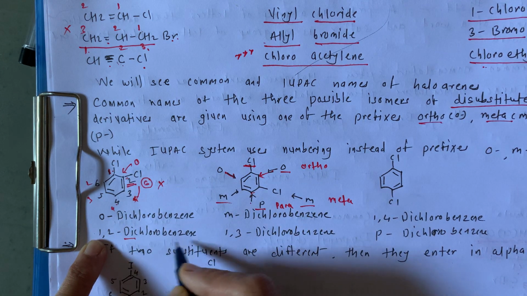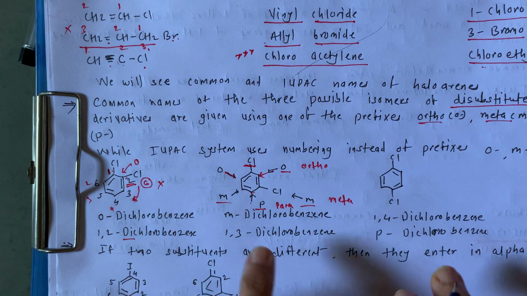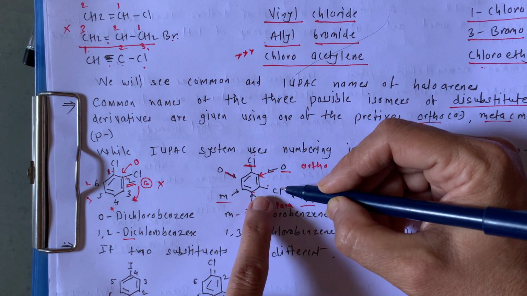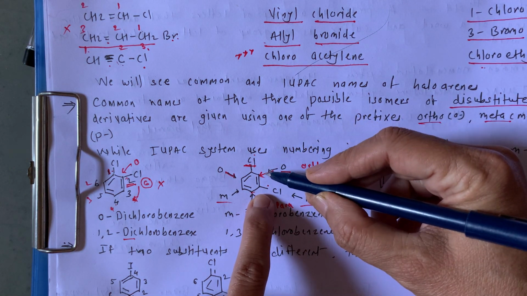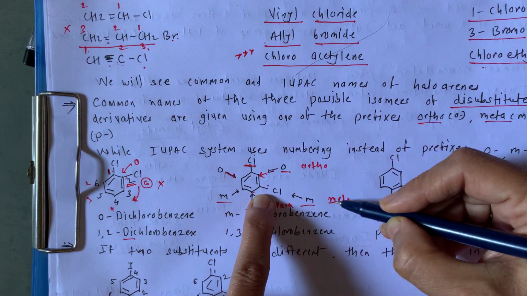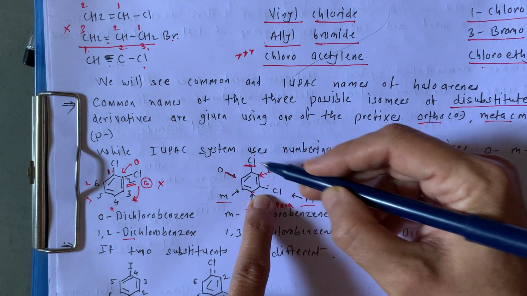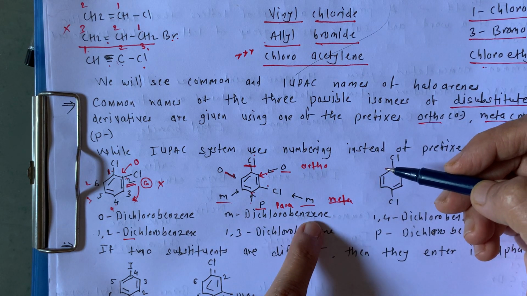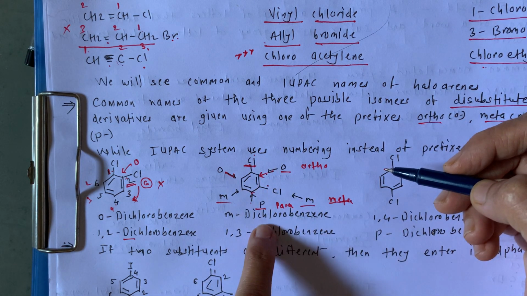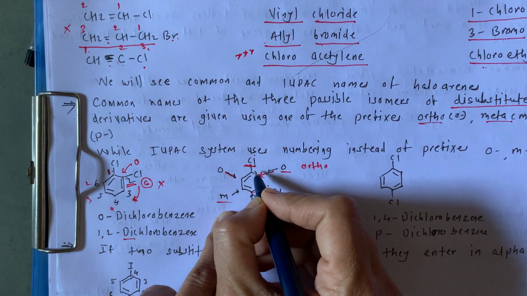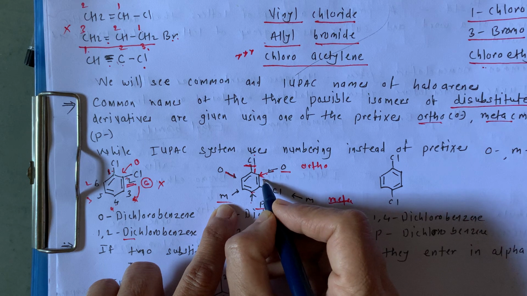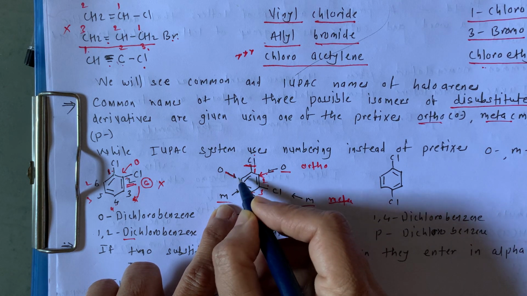Now here it is chlorine and here it is chlorine. Which is this position? This is the meta position. So what is the common name? The common name is m-dichlorobenzene. Now again, if you are going to give numbering, you have to start from here with respect to this chlorine. So we start from here: 1, 2, 3, 4, 5, 6.